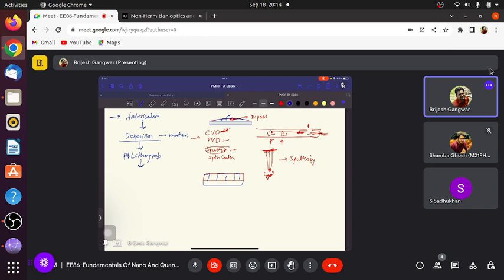So for thickness measurement, let's say, there are techniques: the dactyl profilometer. This is one term, dactyl profilometer. Other is ellipsometry, and the third thing, optical profilometer is also there.